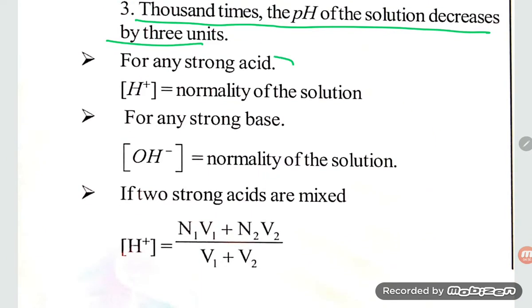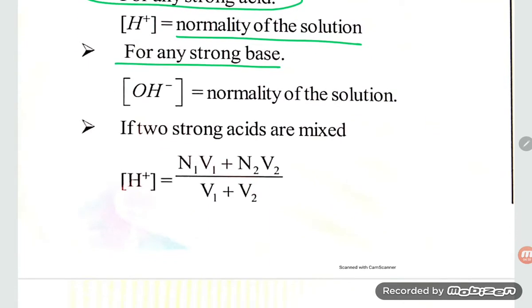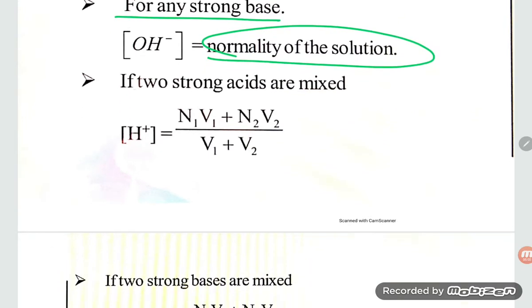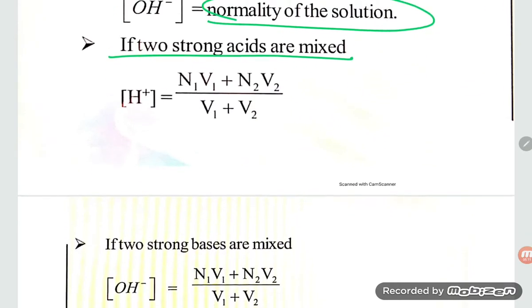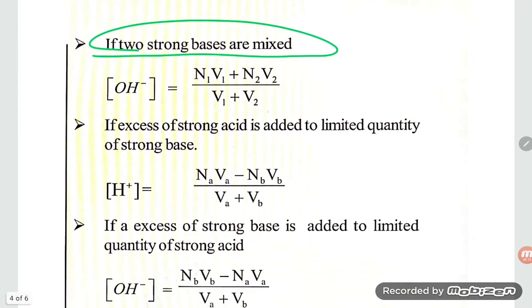For any strong acid, hydrogen ion concentration is equal to the normality of the solution. For any strong base, hydroxide ion concentration is equal to the normality of the solution. If two strong acids are mixed, then hydrogen ion concentration is equal to (N1V1 plus N2V2) upon (V1 plus V2). If strong bases are mixed, the hydroxide ion concentration is (N1V1 plus N2V2) upon (V1 plus V2).